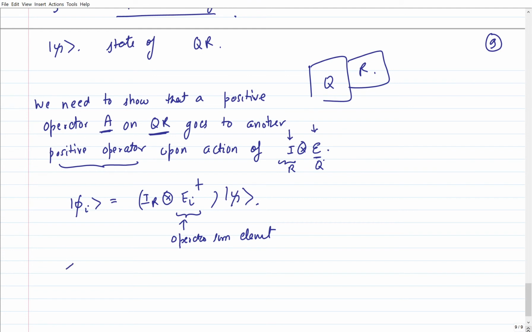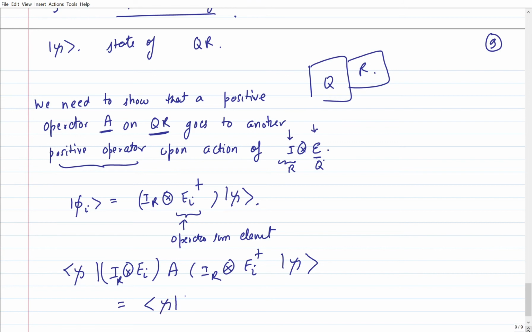So I can see that the inner product with respect to the state, and I have an operator A, a positive operator by the way, and I am doing nothing to this guy, the R system, and I am operating the parent system by an operator sum representation. So that yields me nothing but, which is greater than 0 since A was a positive operator.